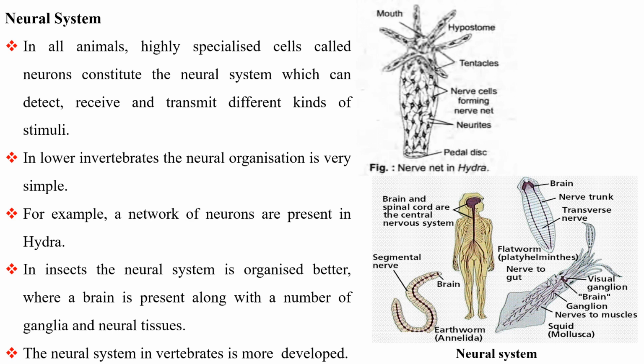Neural system. In all animals, highly specialized cells called neurons constitute the neural system, which can detect, receive, and transmit different kinds of stimuli. In lower invertebrates, the neural organization is very simple. For example, a network of neurons is present in hydra. In insects, the neural system is organized better, where a brain is present along with a number of ganglia and neural tissues. The neural system in vertebrates is more developed.